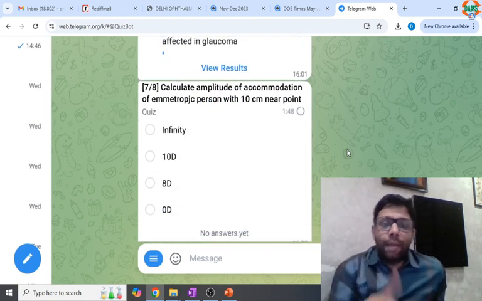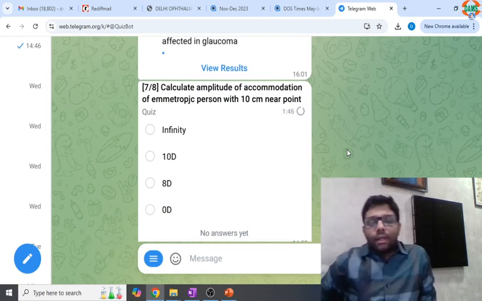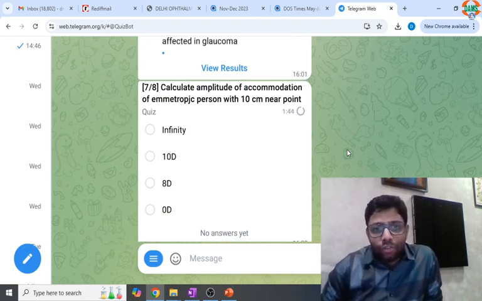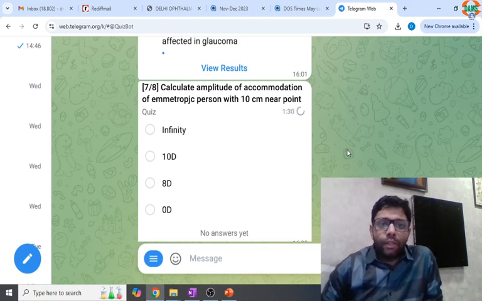Now calculate the amplitude of accommodation, which is near point of accommodation minus far point of accommodation. Now the far point of accommodation is of an emmetropic person. You reverse the far point. Where is the far point of emmetropia? Infinity. So 1 upon infinity is 0. So the far point of accommodation is 0 for emmetropia.